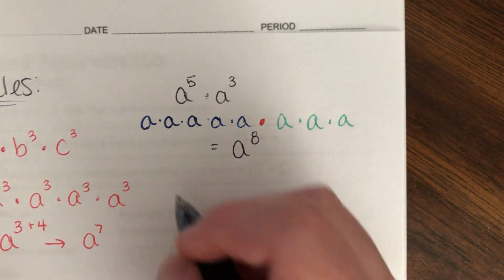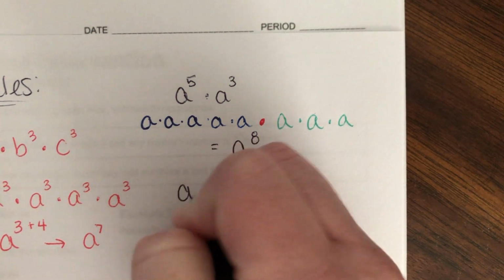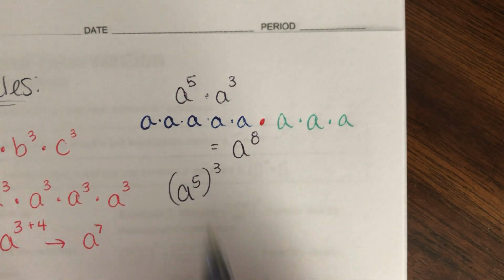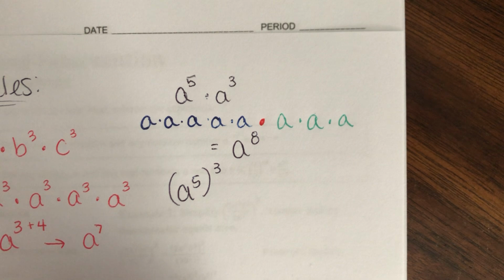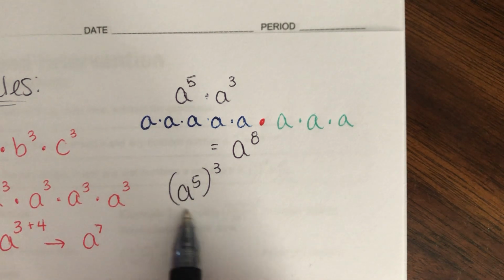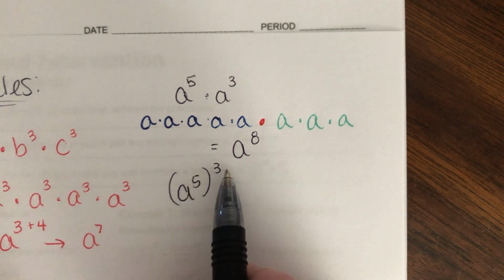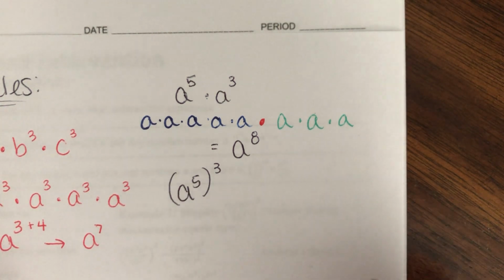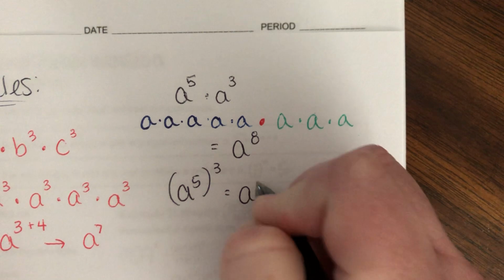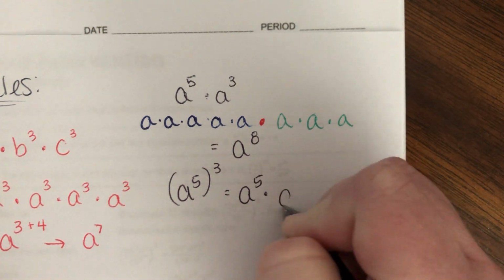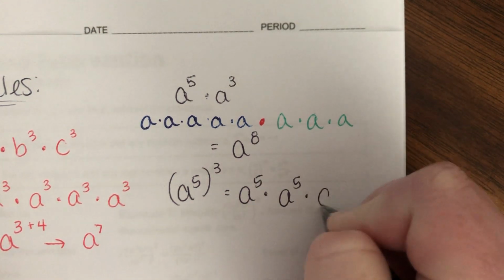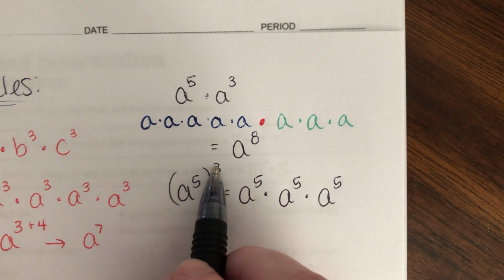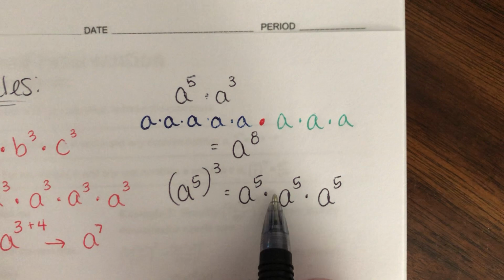Okay, so what's the difference when I have a to the 5th power raised to the 3rd power, right? What's the difference between this and this? Well, here, our base is a to the 5th, and we're writing it out 3 times. So I'm going to write out a to the 5th, a to the 5th, a to the 5th. That's my base, and I'm multiplying it out 3 times.